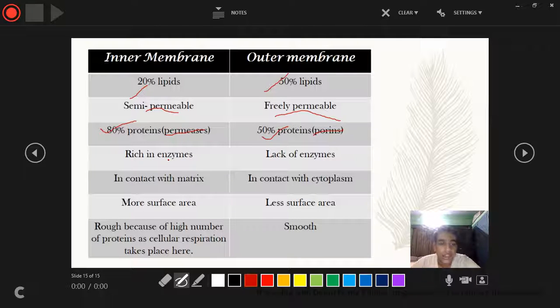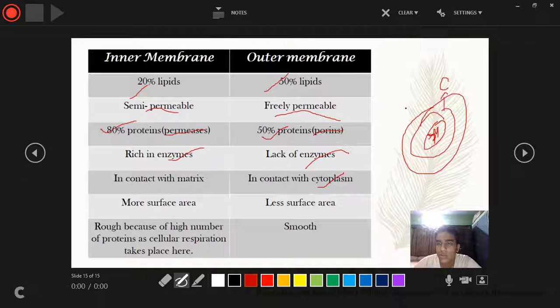The inner membrane is rich in enzymes. Many enzymes are there within the matrix, while the outer membrane lacks enzymes. This is the outer membrane, this is the inner membrane, and there is the matrix. The inner membrane is in contact with the matrix, and the outer membrane is in contact with the cytoplasm. This is the mitochondria, so outside is cytoplasm. The mitochondria is in the cell, in the cytoplasm.